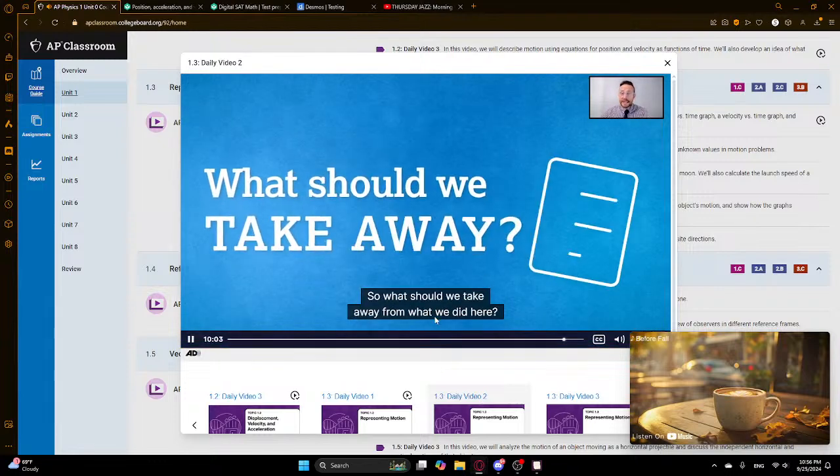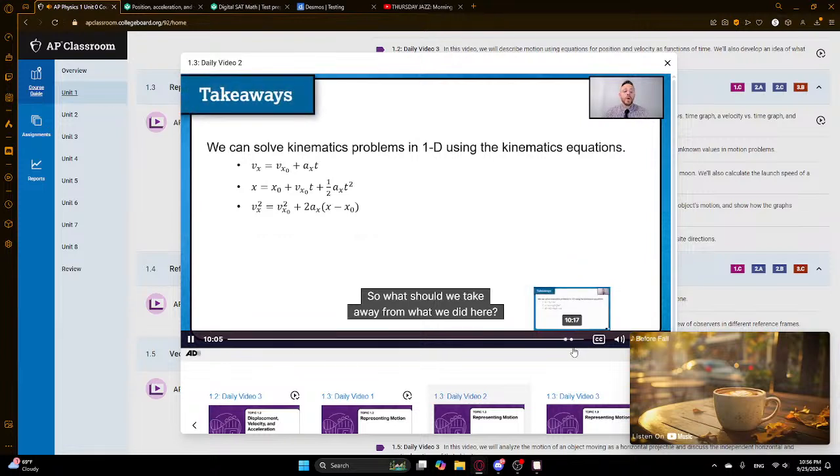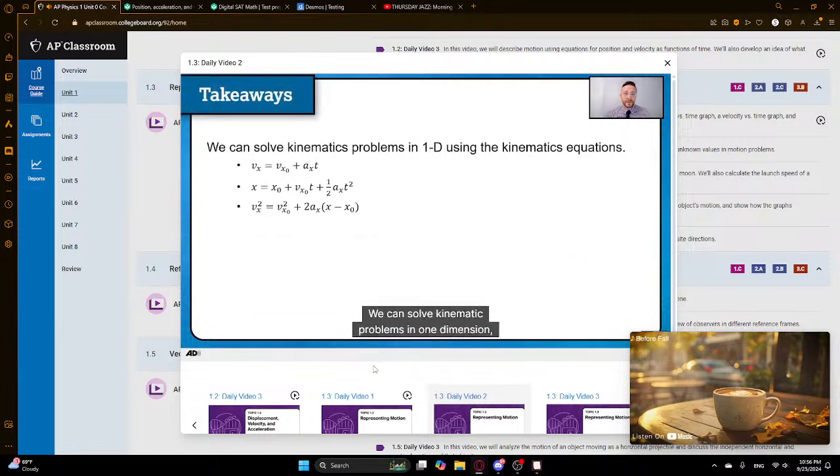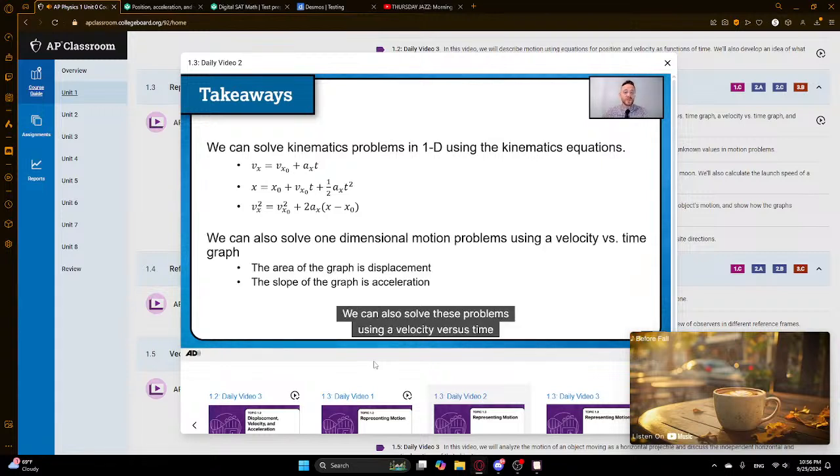So what should we take away from what we did here? We can solve problems in one dimension, just moving along a straight line, using these kinematic equations and using that method of identifying our knowns, finding our unknowns, picking an equation, and then substituting numbers into it. We can also solve these problems using a velocity versus time graph because we know that the area of the graph is displacement and the slope of the graph is acceleration.